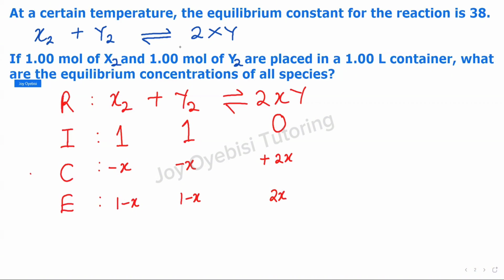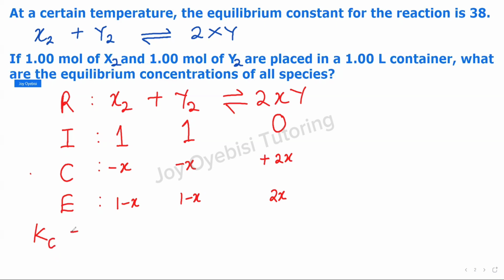The next thing is to write the equilibrium constant expression, Kc. Now, some textbooks will say Keq. Some will just say K. They're all the same. It depends on what your teacher loves using. The common one is Kc, so we're going to use Kc.